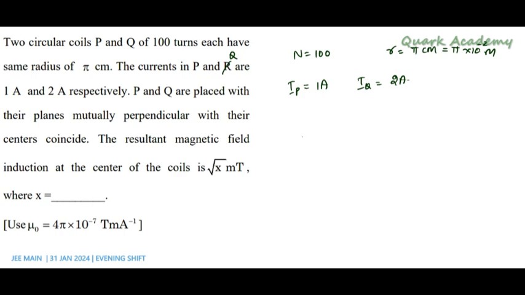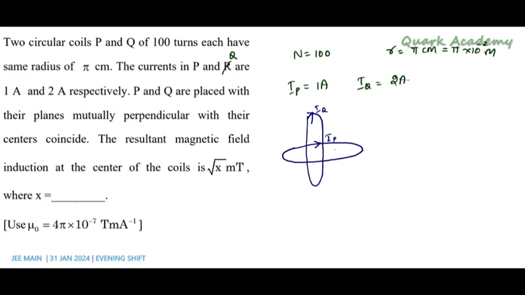Now these coils are placed mutually perpendicular to each other, meaning their planes are mutually perpendicular, and we need to find the resultant magnetic field at the center. So you see, one coil is placed like this. Let's consider the current is flowing in this direction. Let it be IP. You have to think that it is going into the screen, and another one will be placed something like this. This is also going into the screen. We are seeing from the side. It will be like this.